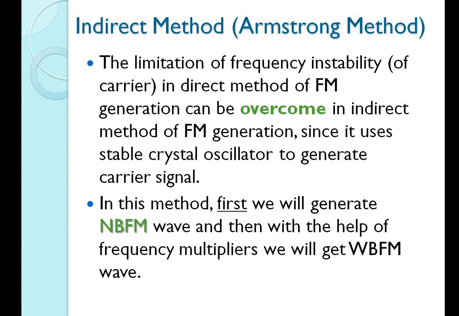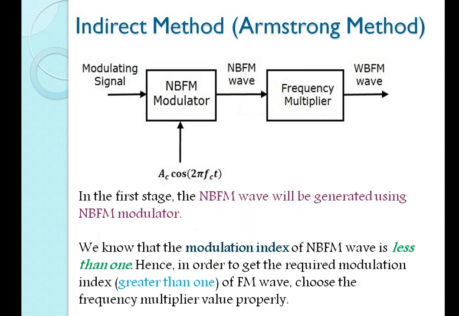In this method, what are we going to generate? First we generate a narrow band frequency modulation. First a narrow band frequency modulated wave is generated, then with the help of a frequency multiplier we get a wide band frequency modulated wave. So it is called the indirect method. First we generate narrow band, then we go for the wide band. I hope you are clear, you are not getting confused.